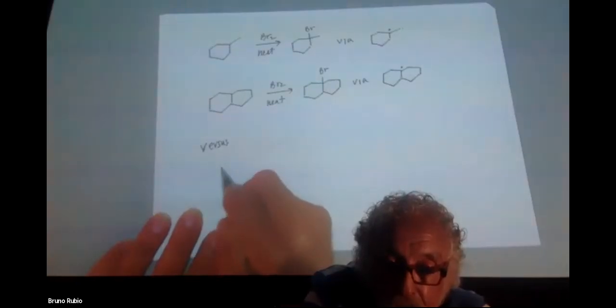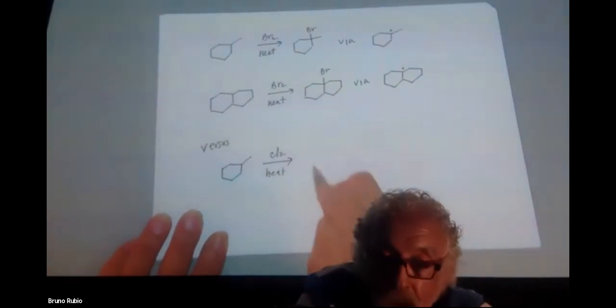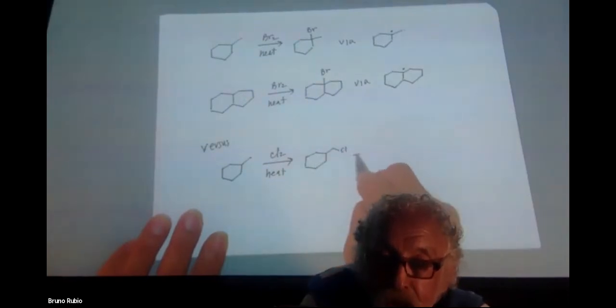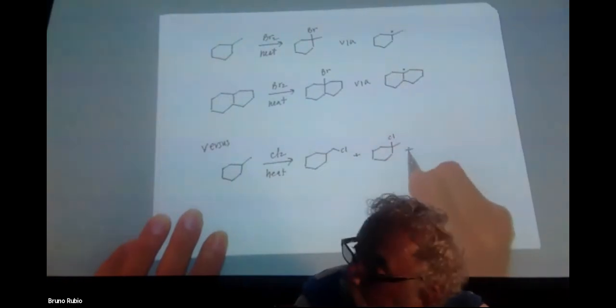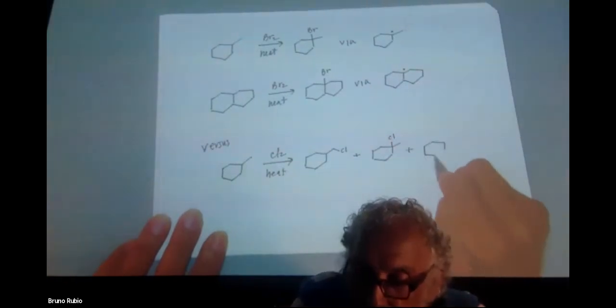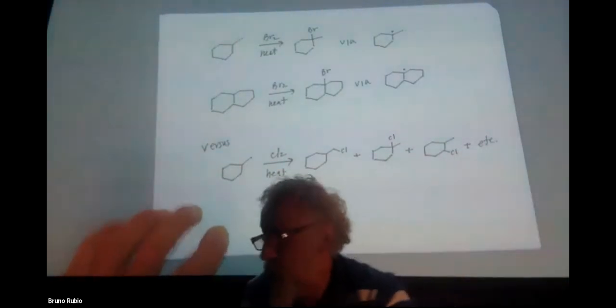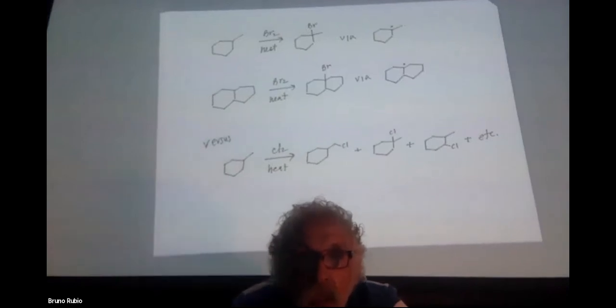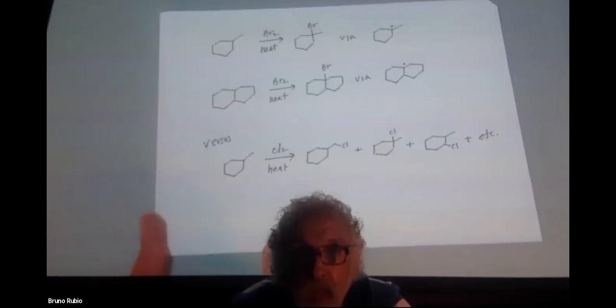what would happen if I were to take this methyl cyclohexane and react it with chlorine? I'm going to get a mess, because chlorine replaces hydrogens with little preference. So I'm going to get substitution here, there, etc. Lots and lots of different chlorination products, because chlorination doesn't care about radical stability. Bromination does.